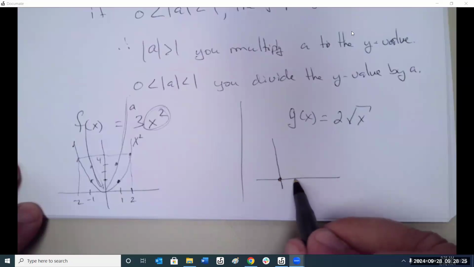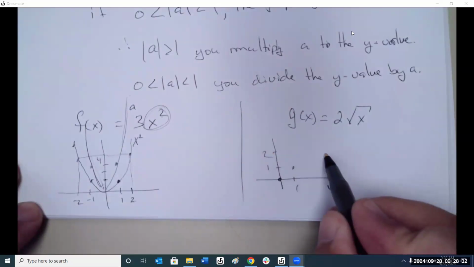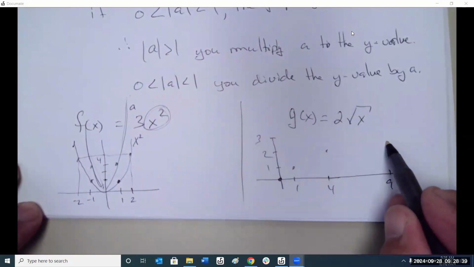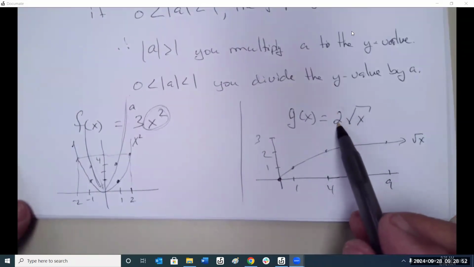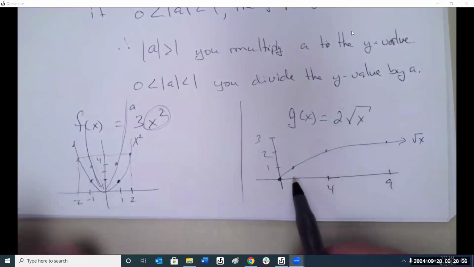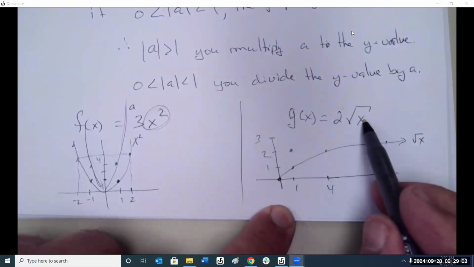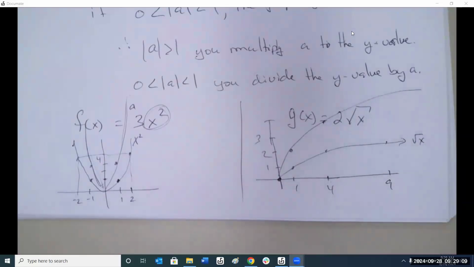This one, when x is 1, y is 1. When x is 4, y is 2. When x is 9, y is 3. That's why this one looks this way. That's the square root of x graph. But now, what does this tell me to do with each of my y values? Multiply by 2. So at 1, it's now going to equal 2. When x is 4, square root of 4 is 2. 2 times 2 is 4. It's not going to be up there. So it's going to grow like this. So again, it stretches vertically.